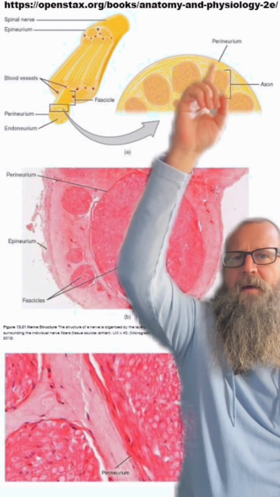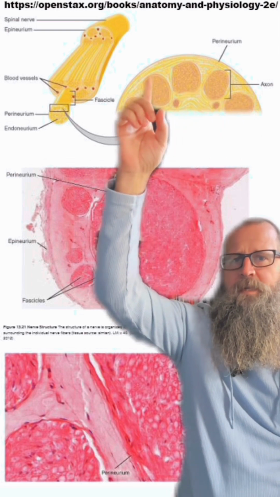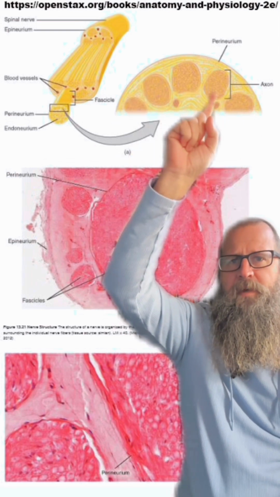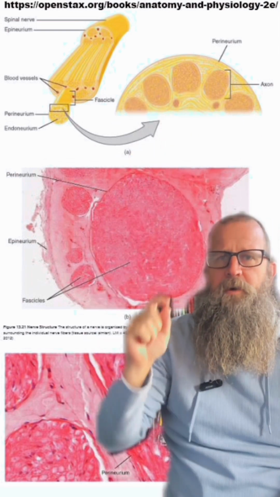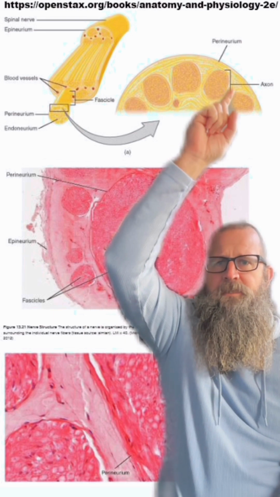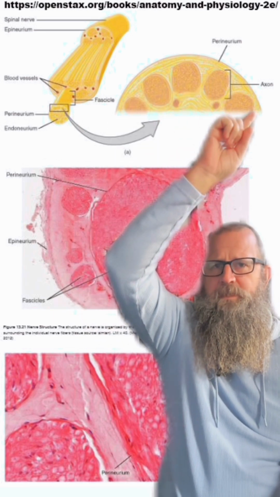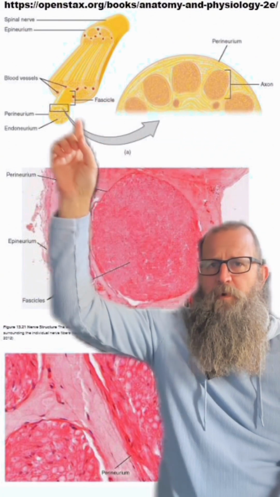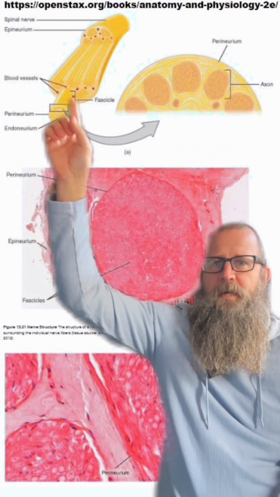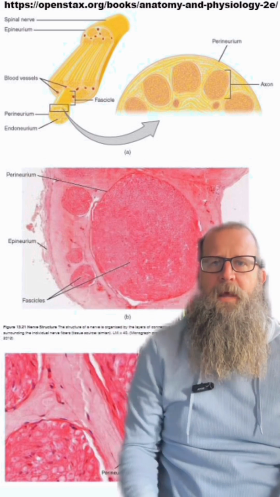So here we have the fascicle, which is surrounded by the perineurium, and each axon surrounded by the endoneurium. So you have the axon surrounded by the endoneurium, making up the fascicle, which is surrounded by the perineurium, and then multiple fascicles make up the nerve, which is surrounded by the epineurium.